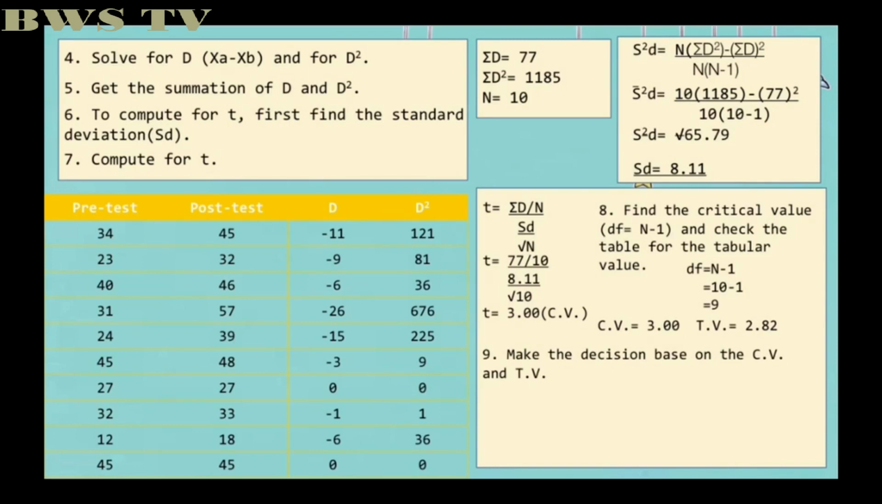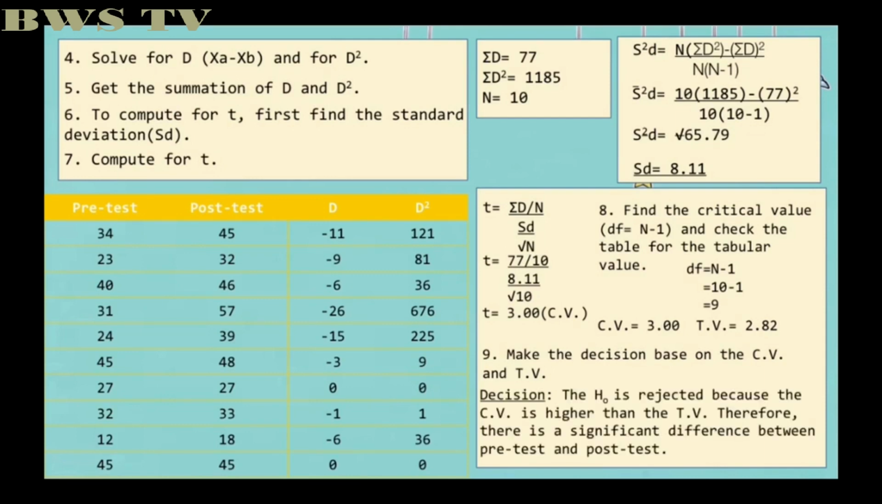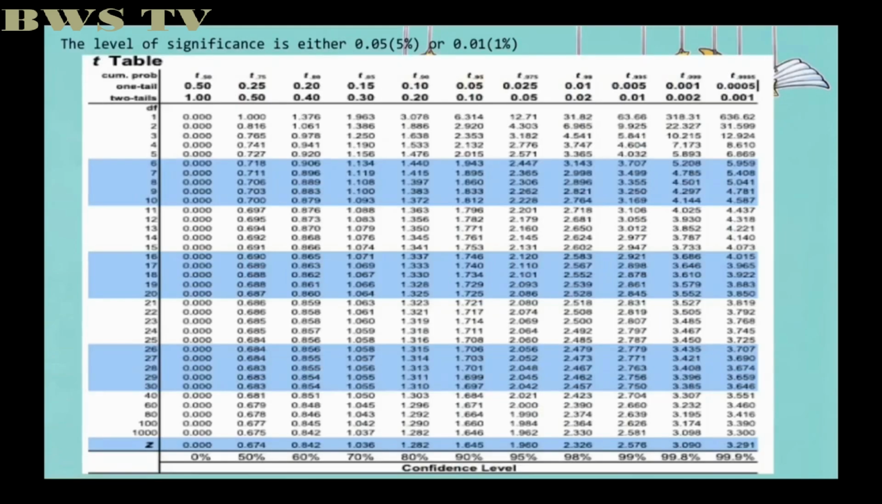Step 9. Make the decision based on the CV and TV. Our decision is the null hypothesis is rejected because the CV is higher than the TV. Therefore, there's a significant difference between pre-test and post-test. So this is the table if the level of significance is either 0.05 or 0.01.